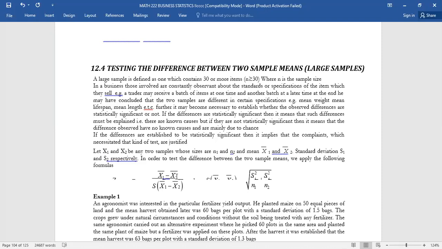Now, let X1 and X2 be any samples whose sizes are N1 and N2 as the means. We did this in our last class. When doing the estimations, the standard deviations are S1 and S2. In order to test the difference between the two sample means, we apply the following formula. So this is our formula.